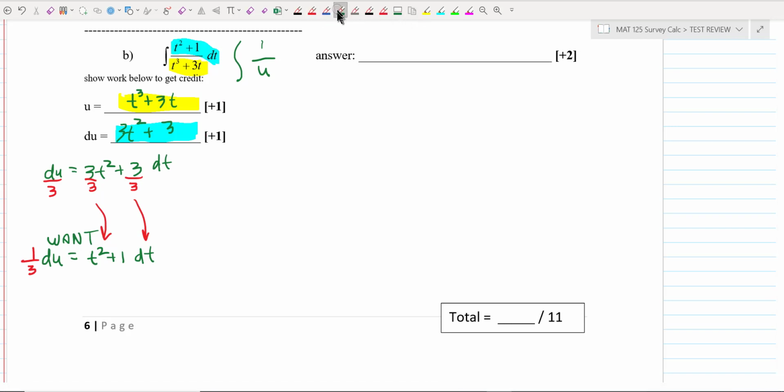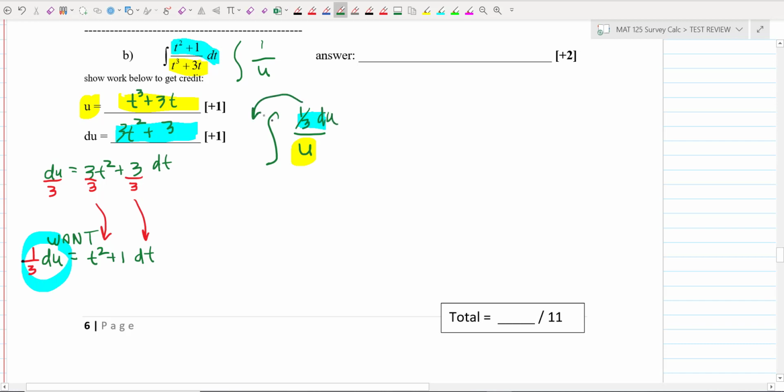So now your u integral goes like this. If you go back to our substitution, the t cubed plus 3t, that's u. And then the blue part, the t squared plus 1 dt, that's not du, it's 1/3 du. So that is the integral we're going to work out to get our answer. 1/3 is a constant. It's a great idea to just pull that out. So we would really have this integral.